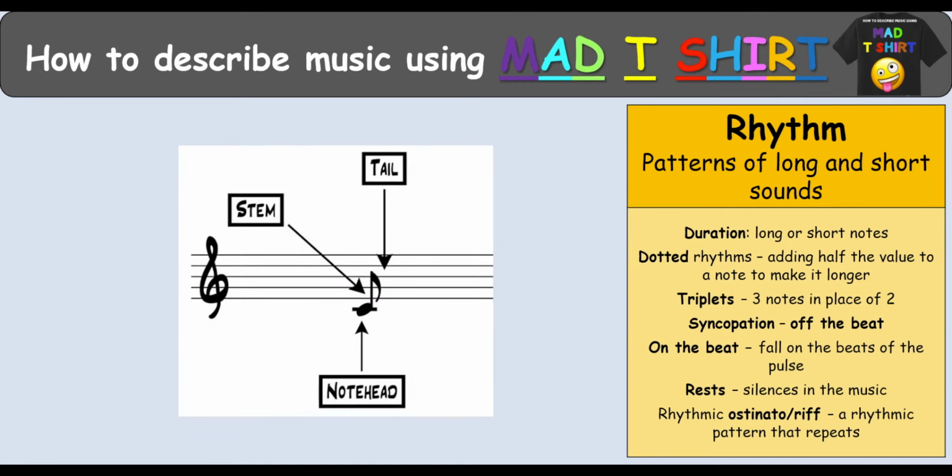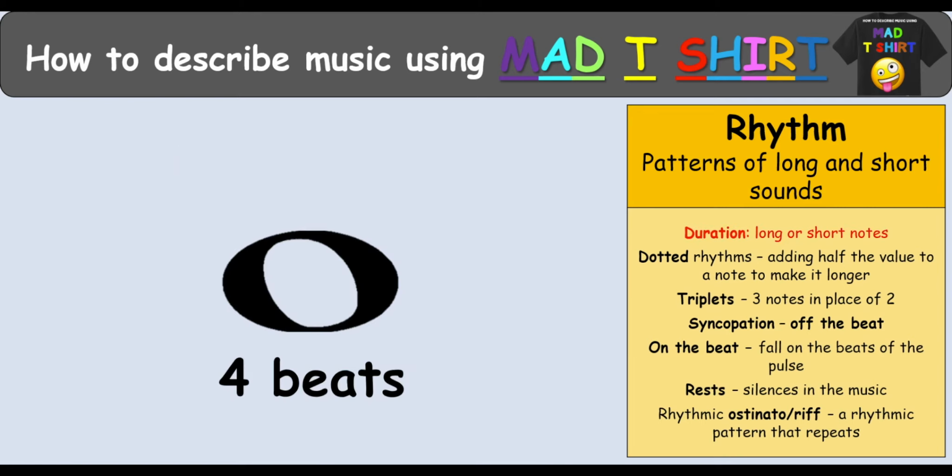Now, how high or low a note is on the stave tells us its pitch, but what the note looks like tells us its duration, how long it lasts for. You can have a note like this. This is a semibreve and it lasts for 4 beats of the pulse.